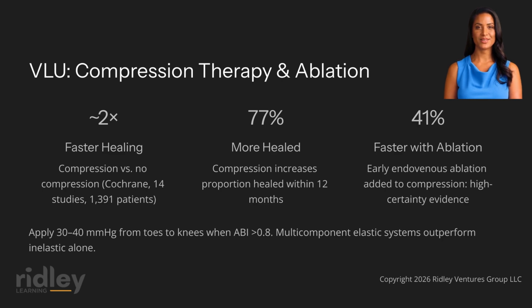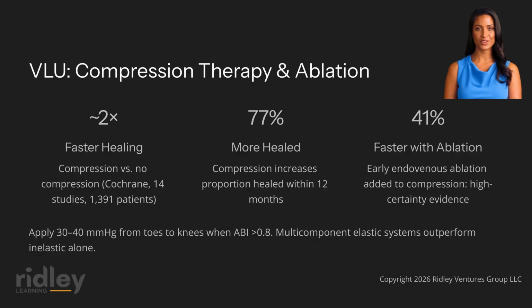Multi-component compression systems containing elastic bandages are substantially more effective than inelastic systems alone, and compression should be applied from toes to knees with graded pressure of 30 to 40 millimeters of mercury at the ankle when the ankle brachial index exceeds 0.8. Early endovenous ablation of superficial venous incompetence combined with compression improves venous leg ulcer healing compared with compression alone, and this is supported by high-certainty evidence.